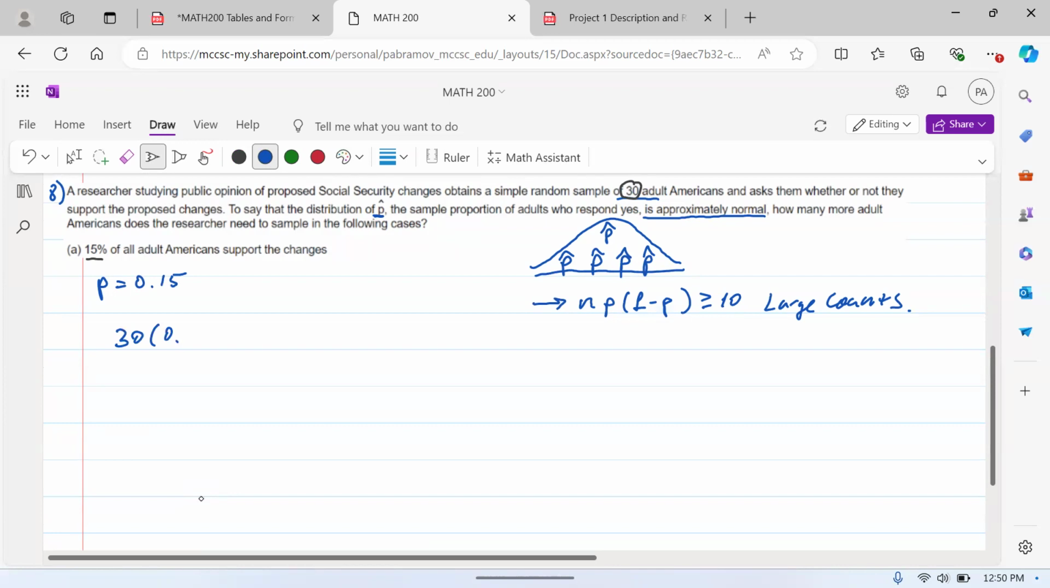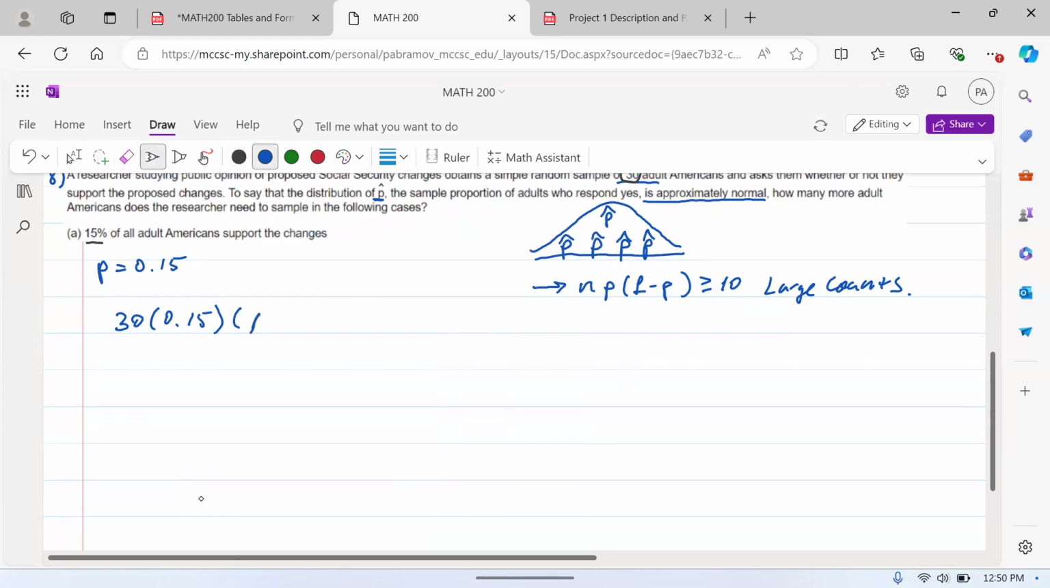30 times 0.15 times 1 minus 0.15. If you calculate this whole thing, I think I've done it earlier, and if I'm not mistaken, it gives me 3.825, which is clearly not greater than 10. So right now, this condition is not satisfied.